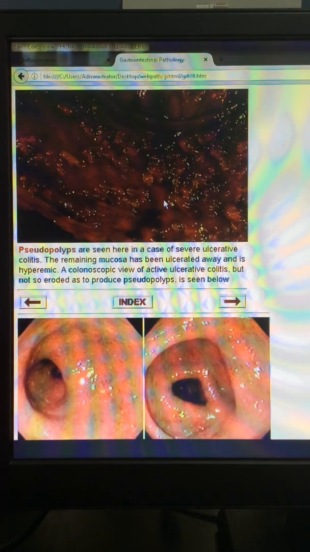Another example of pseudopolyps in case of severe ulcerative colitis. Here the remaining mucosal islands adjacent to the ulcerated foci appear as pseudopolyps, as we mentioned.